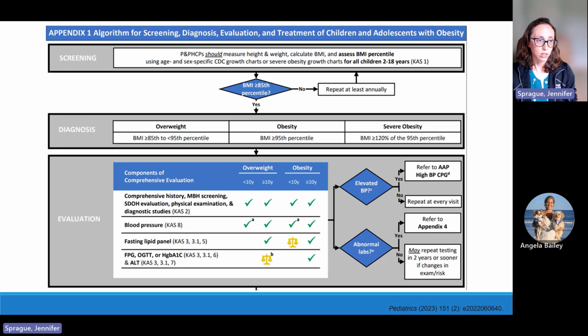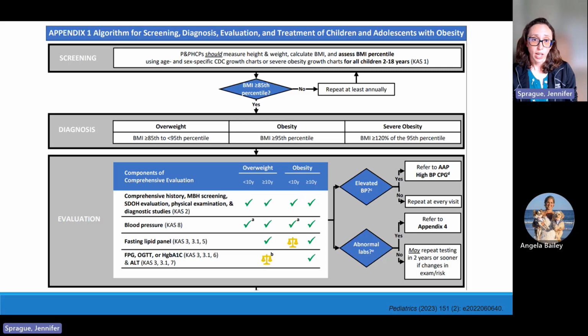A fasting lipid panel is recommended for greater than age 10 for both overweight and obesity, and consider for less than age 10 with obesity. And then fasting glucose tolerance tests or A1C, all are considered appropriate screens for diabetes and prediabetes. ALT as a screen for fatty liver disease. These are recommended for obesity greater than age 10. Consider for overweight greater than age 10. If they have abnormals, they'll need repeat or follow-up testing.